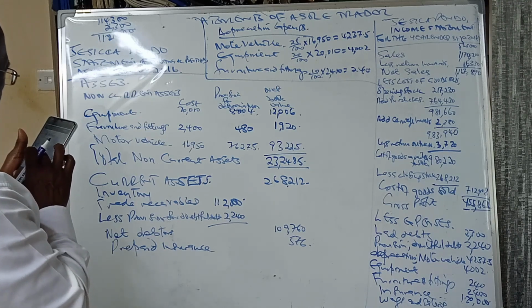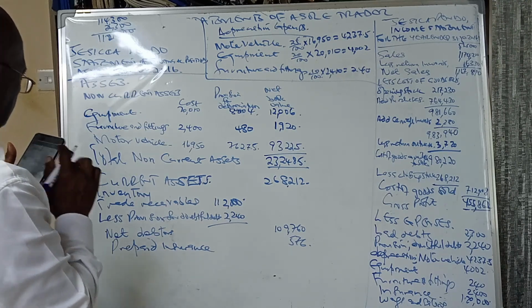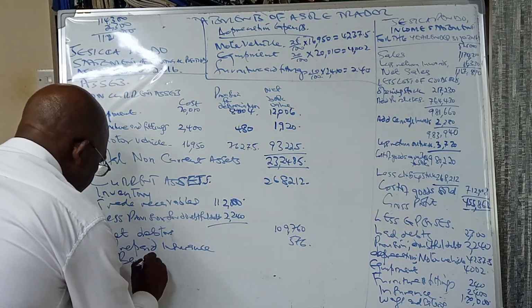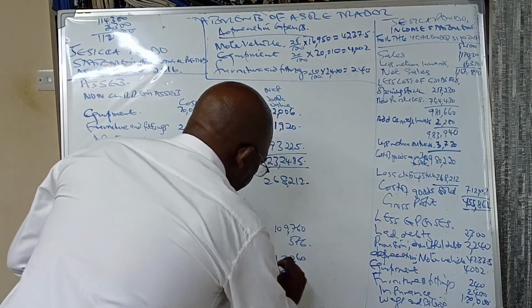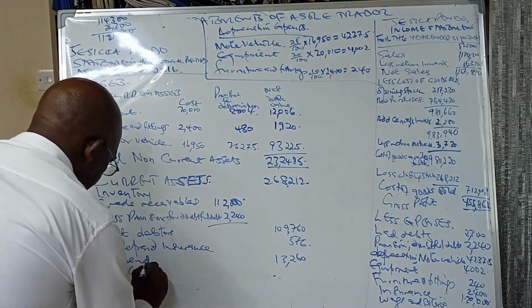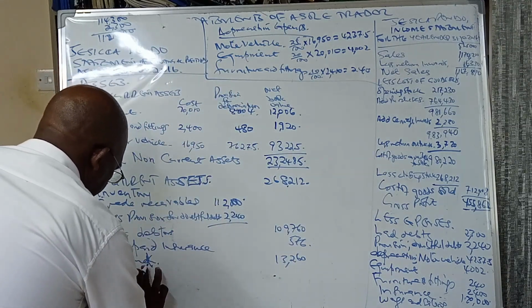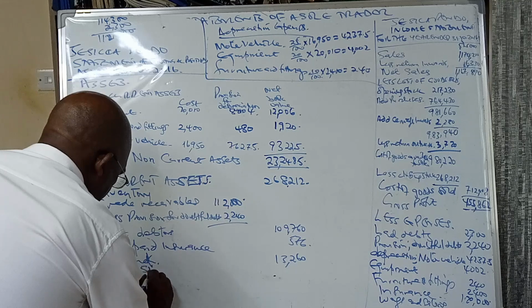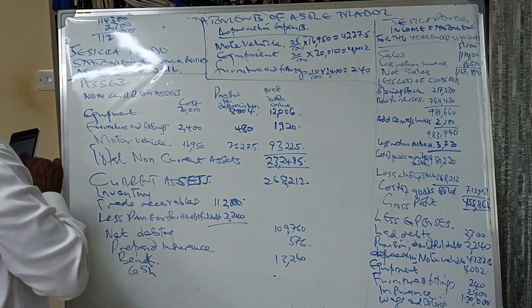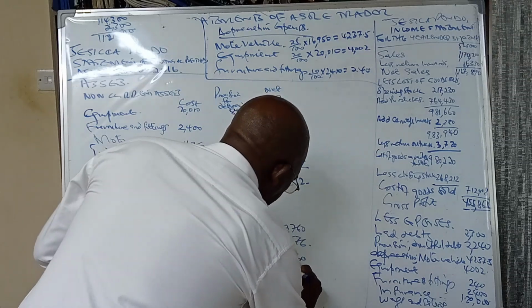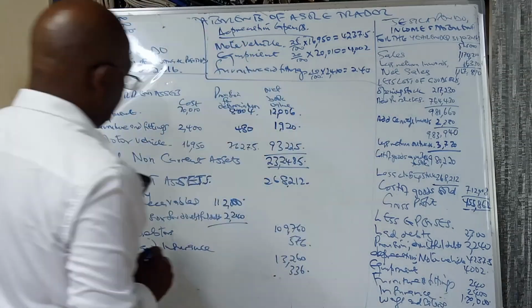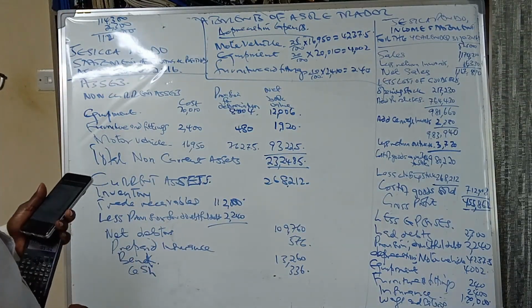Bank is 13,260, and cash is 336. And those are the total current assets.